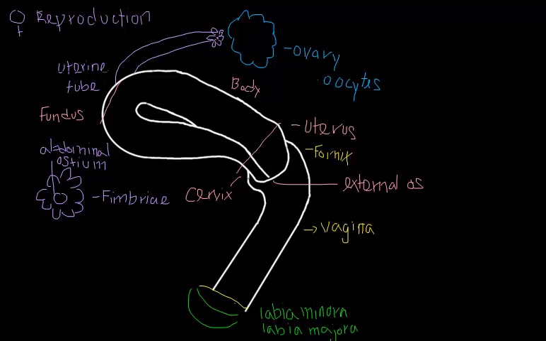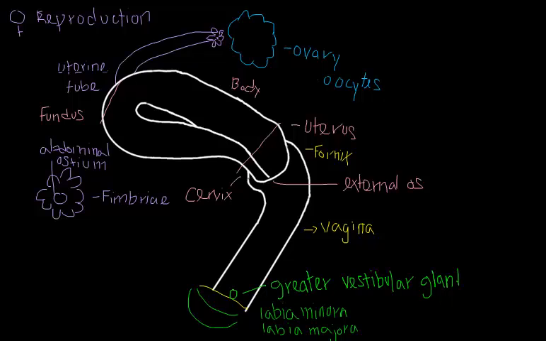And also associated with the vestibule are a paired set of glands, one on each side, so I'll draw one for you here. These are known as the greater vestibular glands, or you may also hear them referred to as the Bartholin's glands. And the greater vestibular glands are important because they secrete a mucus when the female becomes aroused that helps to lubricate the opening of the vaginal canal. So they're important glands, again, one on each side.